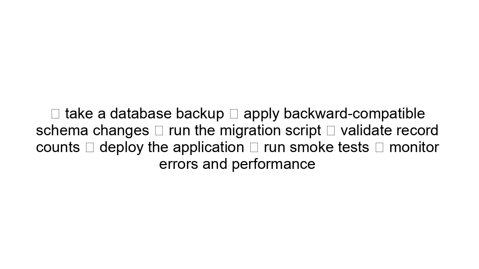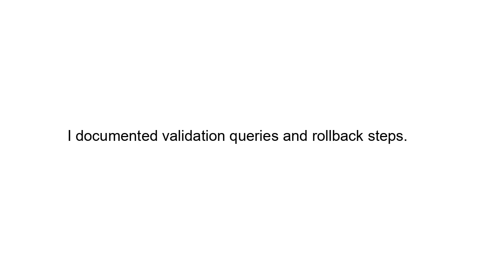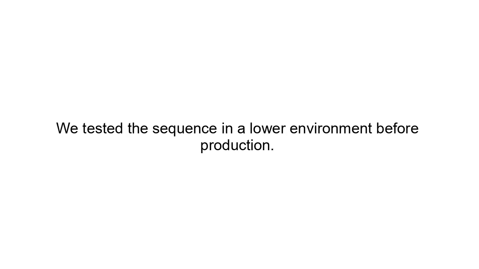Check, take a database backup. Check, apply backward compatible schema changes. Check, run the migration script. Check, validate record counts. Check, deploy the application. Check, run smoke tests. Check, monitor errors and performance. I documented validation queries and rollback steps. We tested the sequence in a lower environment before production.